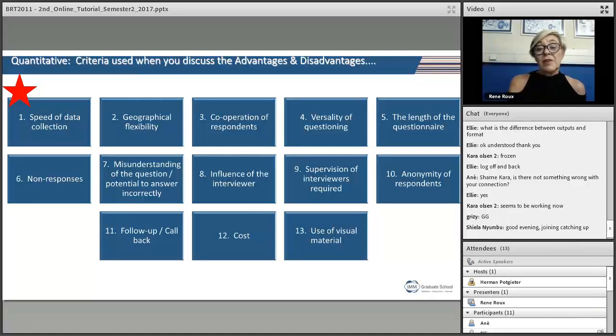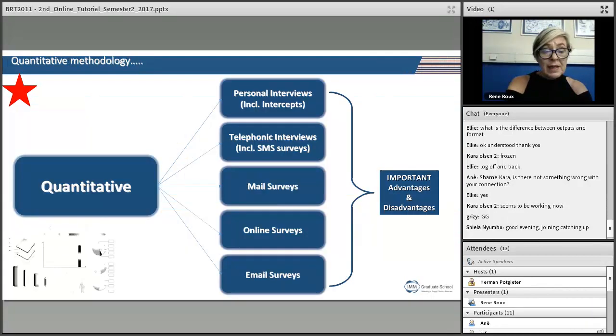Cost. Personal interviews are extremely expensive, whereas telephonic, mail or online questionnaires are a lot cheaper. The use of visual material. If you need to show someone a TV ad, you cannot do it via the phone. So these are the things that you need to consider when you recommend a specific approach. Now, in terms of the exams, what they've done in the past is give you a scenario, a case study.